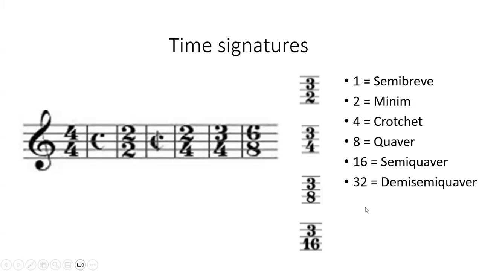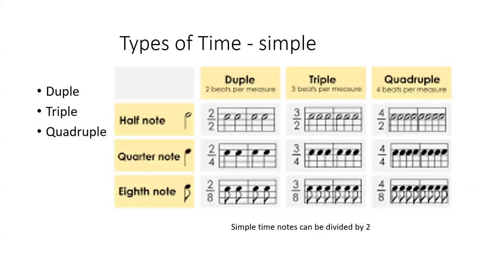Okay, and we'll go into compound, simple, and irregular time signatures. I'm sure most of you have come across most of this before. I'm just going over it, assuming people play different instruments and come from different directions. So again, we've got simple time, compound time, or irregular time.